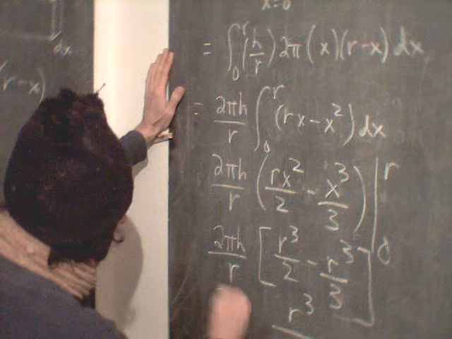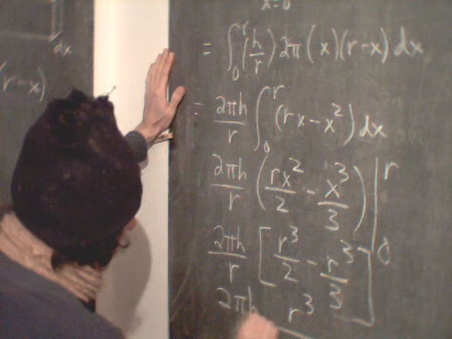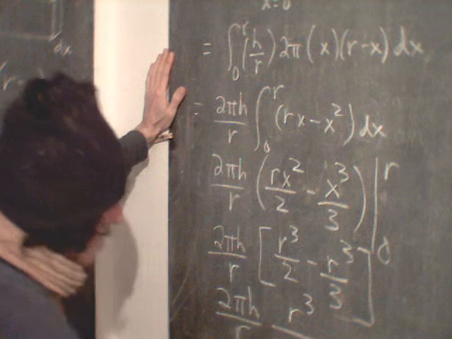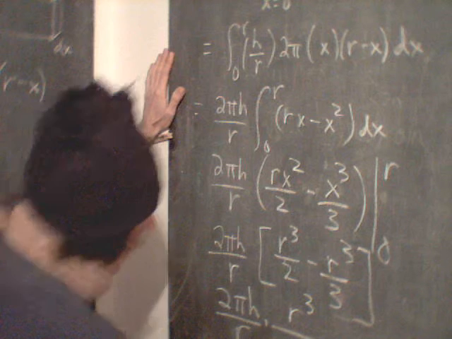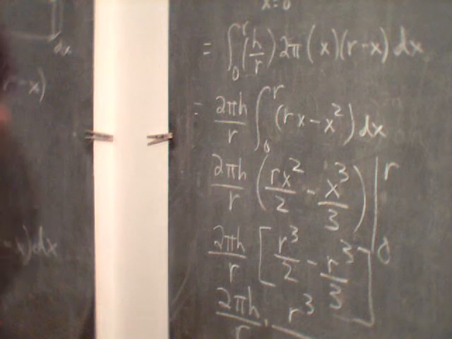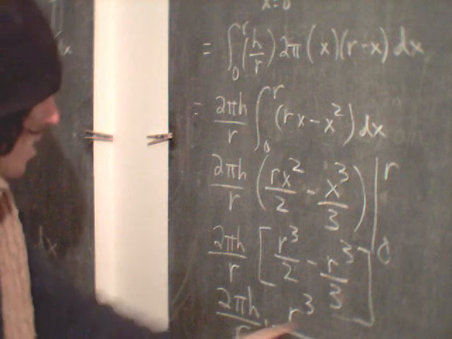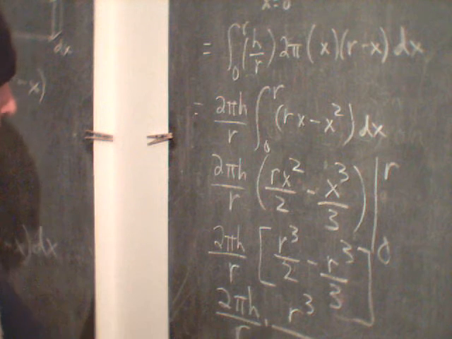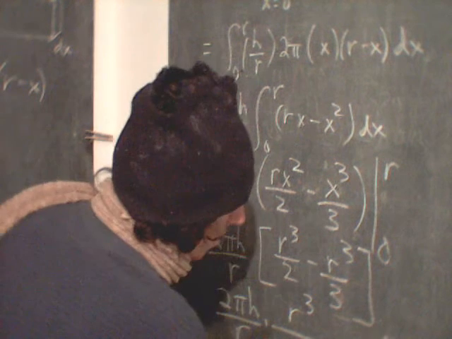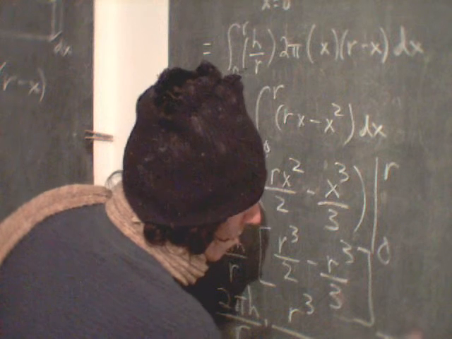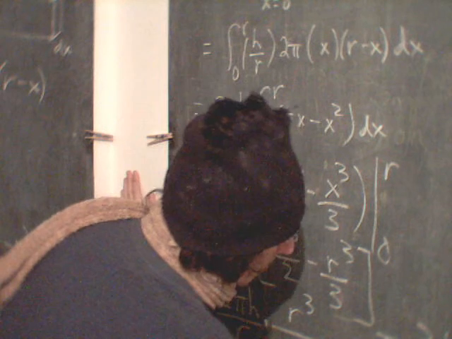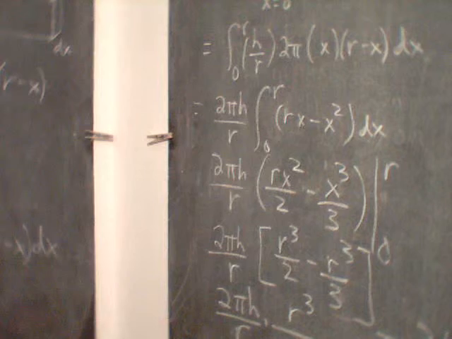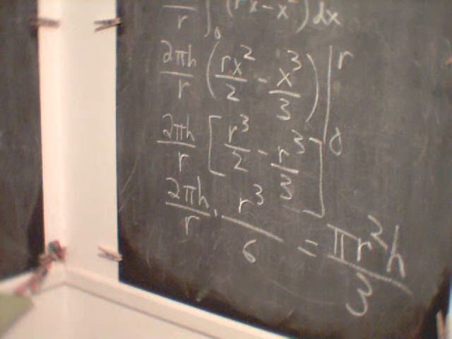And then 2 pi h over r. So what is that equal to? Well, one of the r's cancels, so we get pi h r squared over 3. Pi r squared h over 3. So, that is what we were trying to get at.